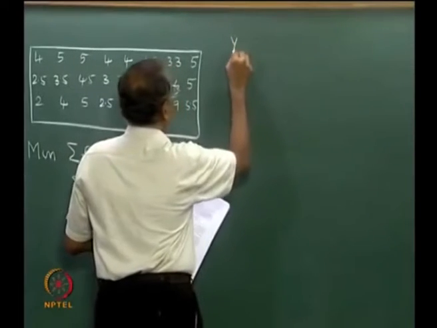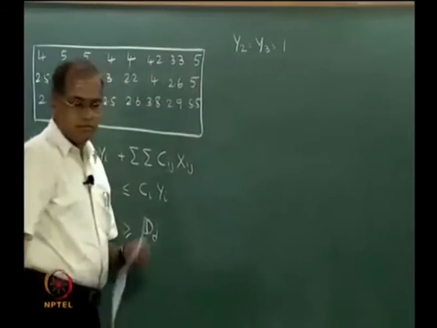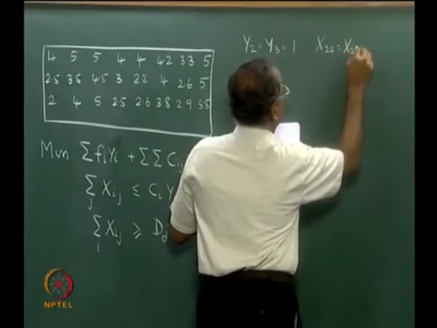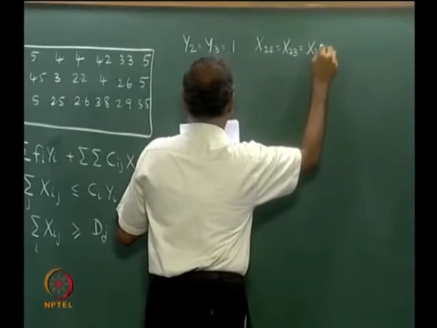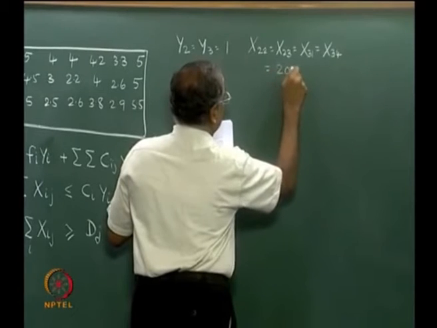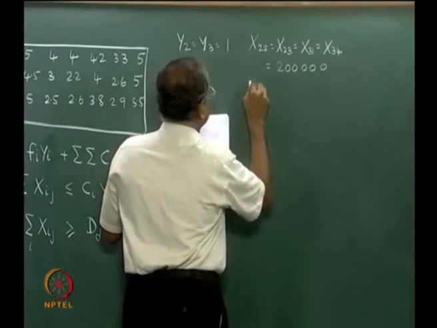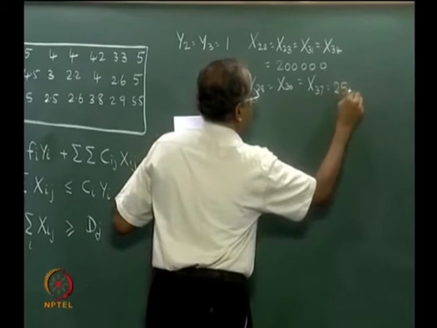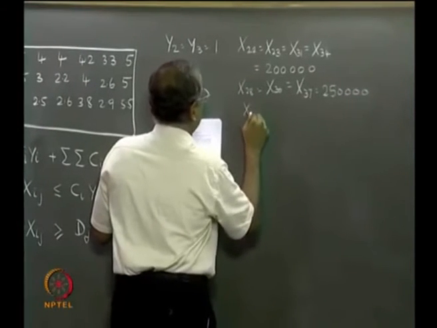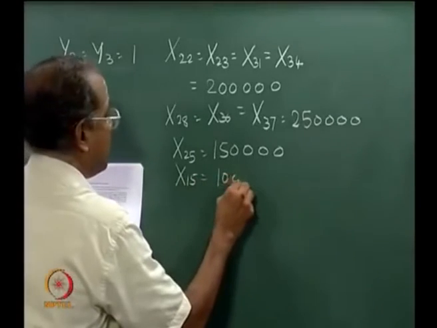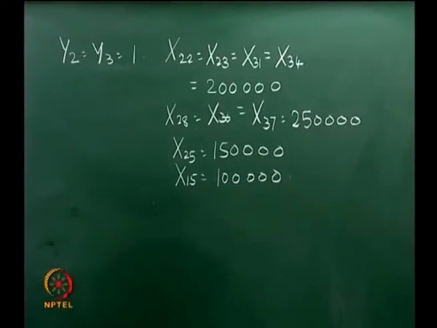So, the optimum solution would be y2 equal to y3 equal to 1 with x22, x23, x31, x34 equal to 200,000, x28, x36, x37 equal to 250,000, x25 equal to 150,000, x15 equal to 100,000.